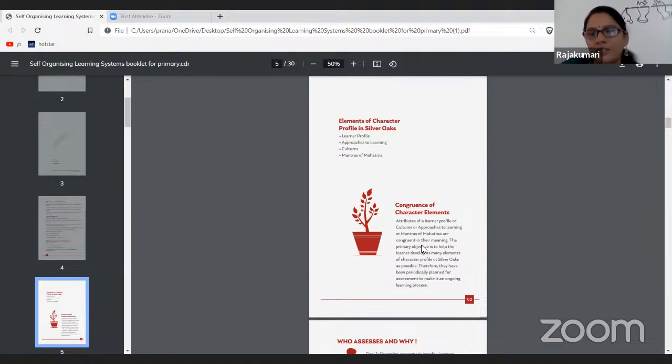The primary objective is to help the learner develop as many elements of character profile in Silver Oaks as possible. Therefore, they have been periodically planned for assessment to make it an ongoing learning process. Once again, I remind you all, just like we have the weekly tests in our subject areas, these assessments based on the learner profile, ATLs, cultures, and mantras of Mahatma are also periodically planned. Let's see how they are planned.